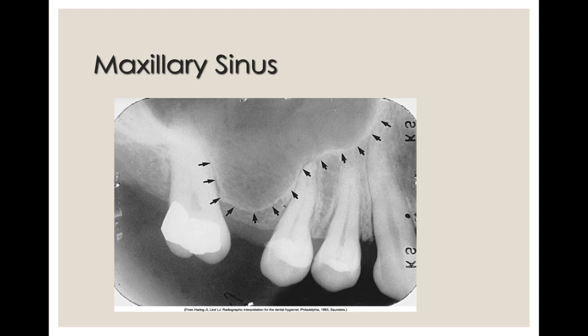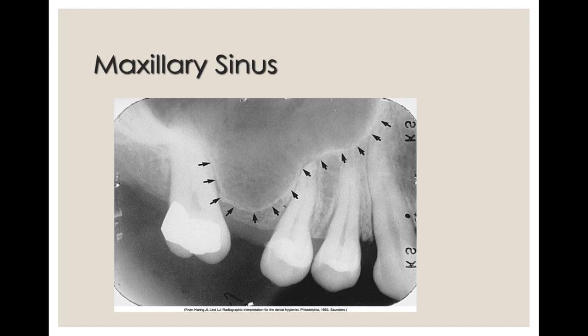Next, we have our maxillary sinus. This is an important one, especially when you're interpreting radiographs, because if you're not sure whether you're looking at a radiograph of the maxilla or the mandible, remember that there are no sinuses on the mandible. So if you see the sinus, you're definitely looking at a maxillary PA.